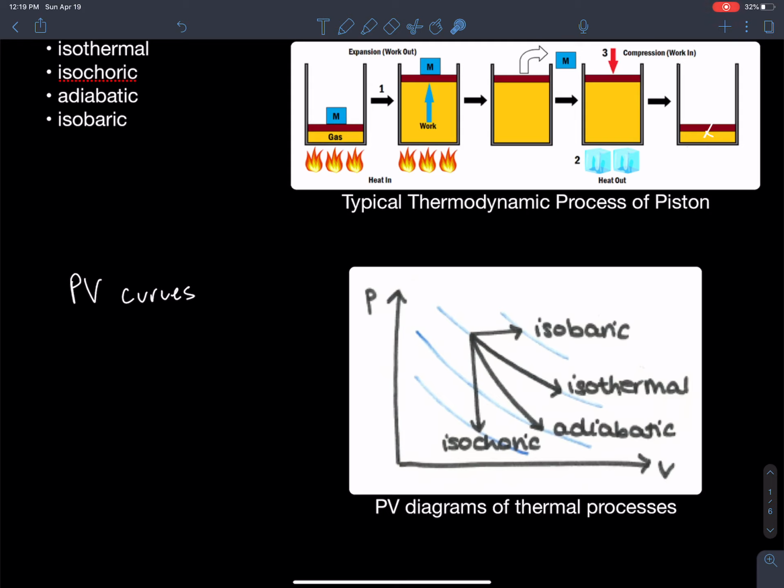There are four different things that can happen. These blue lines that you see over here, I'll talk about in a little more detail, are called isotherms. Isotherms mean that the temperature inside the piston is constant.